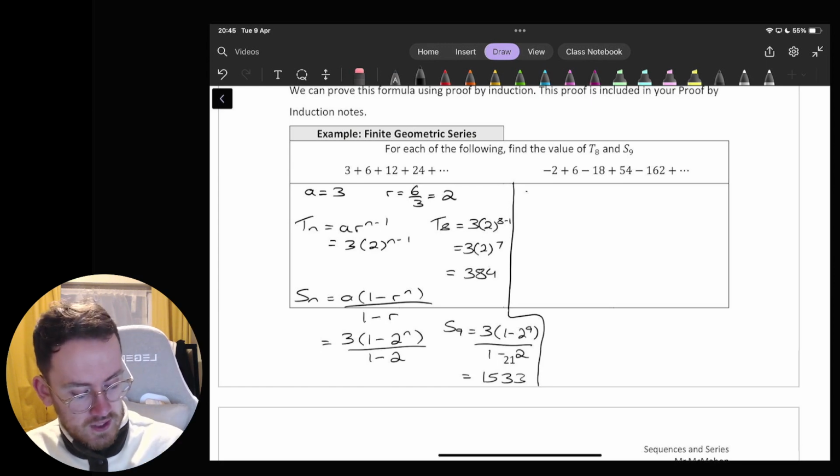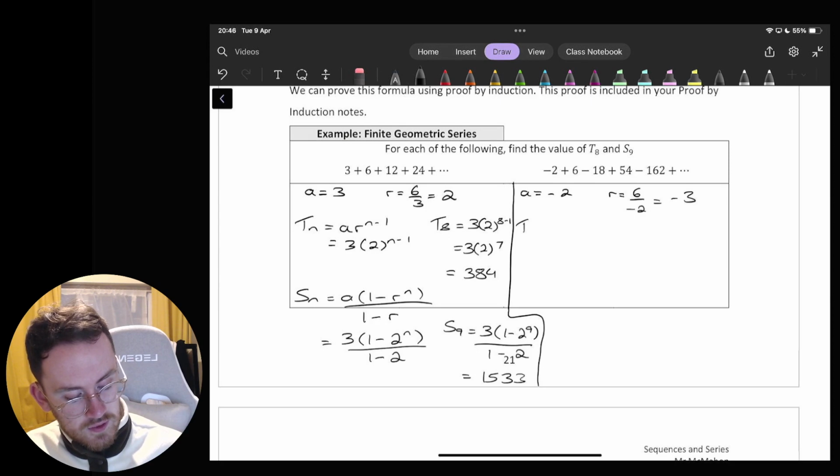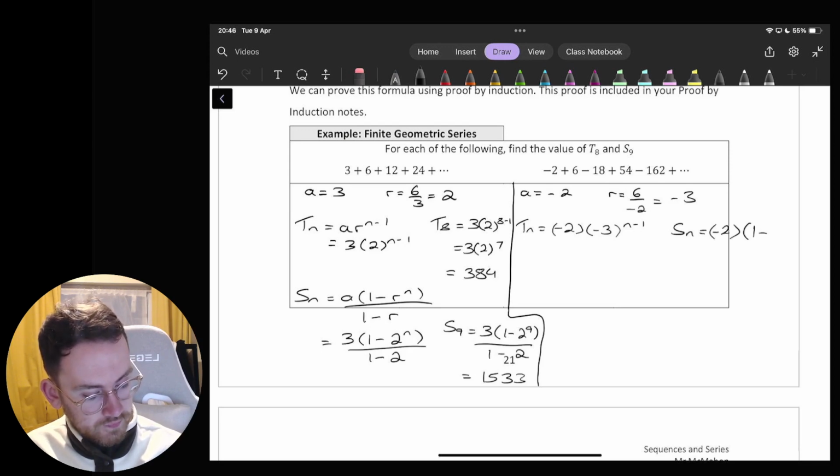Looking at the second example here, a is going to be negative 2, and my ratio, same as before, dividing a term by the term before it, is going to give me an answer of minus 3. And we could equally check that using some of the later terms as well. So setting that up, Tn is going to be minus 2 times minus 3 to the power of n minus 1. So quite a similar situation here with different signs going on. No harm to see how the negative plays into this as well. Let's just set up Sn as well: 1 minus minus 3 to the power of n all over 1 minus minus 3.